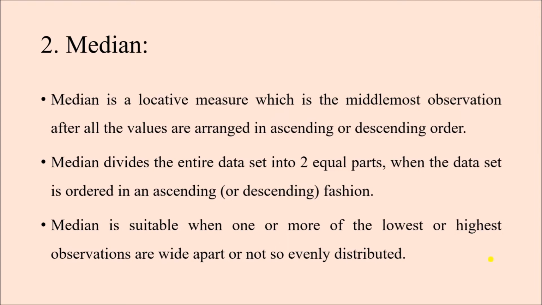Median is suitable when one or more of the lowest or highest values are wide apart and not so evenly distributed. Similarly, as I mentioned, if we have outliers, that means a value that is very small or very large as compared to the other values in the given data set, mean is not a very suitable option for measuring the central tendency, and in that case median is the best option.